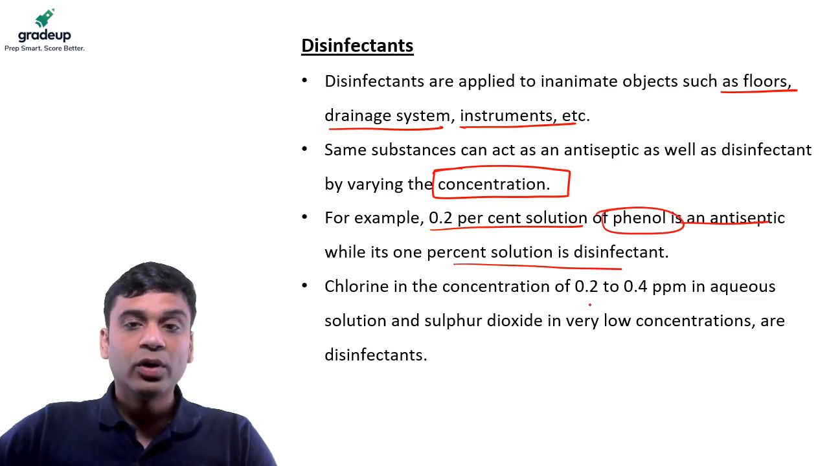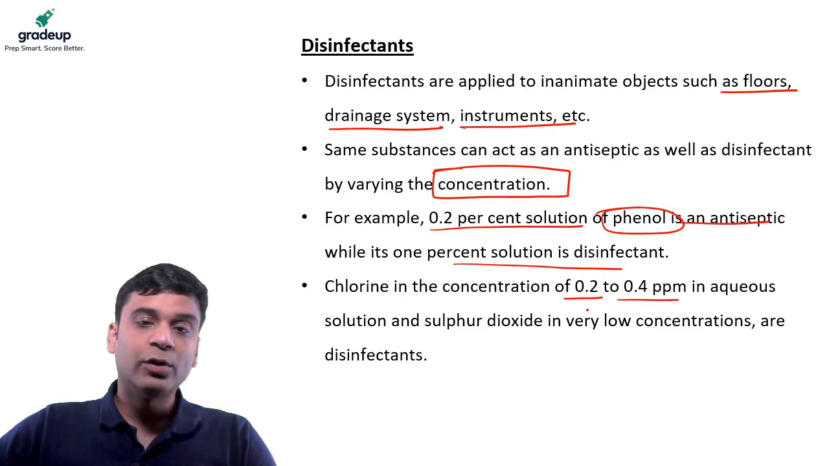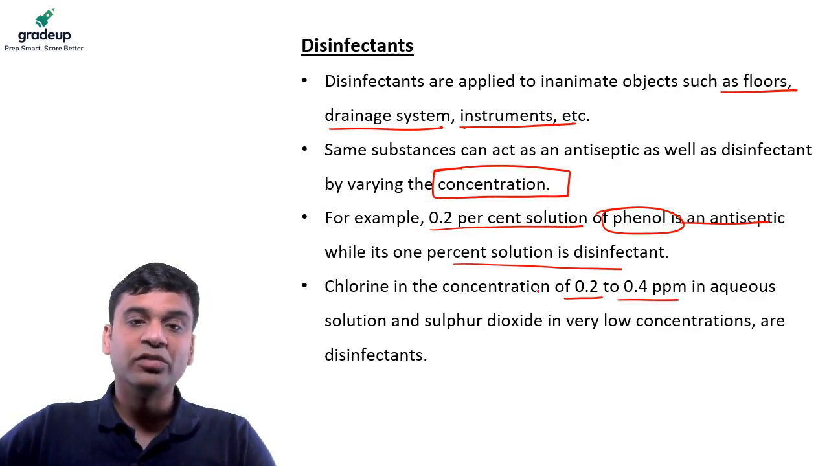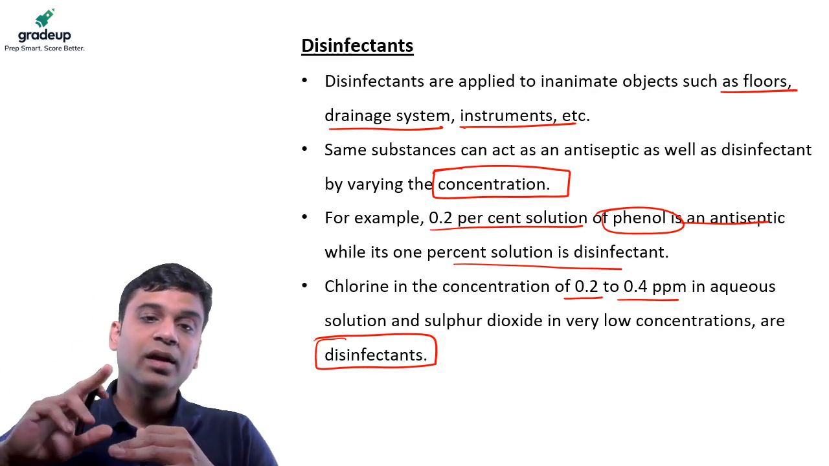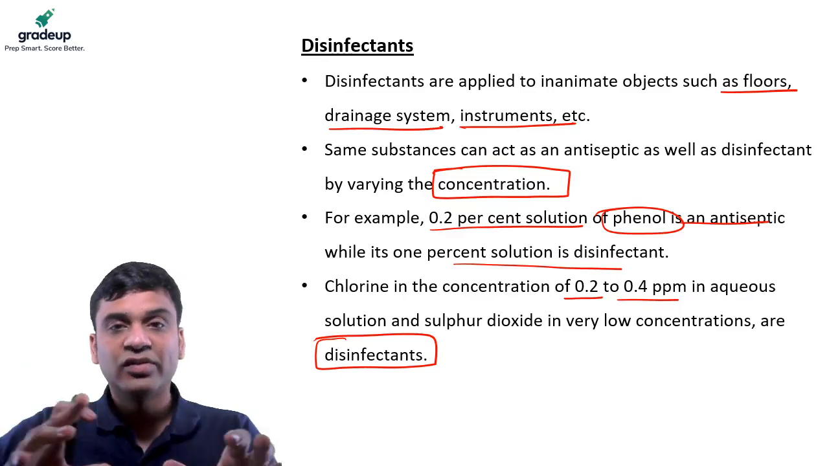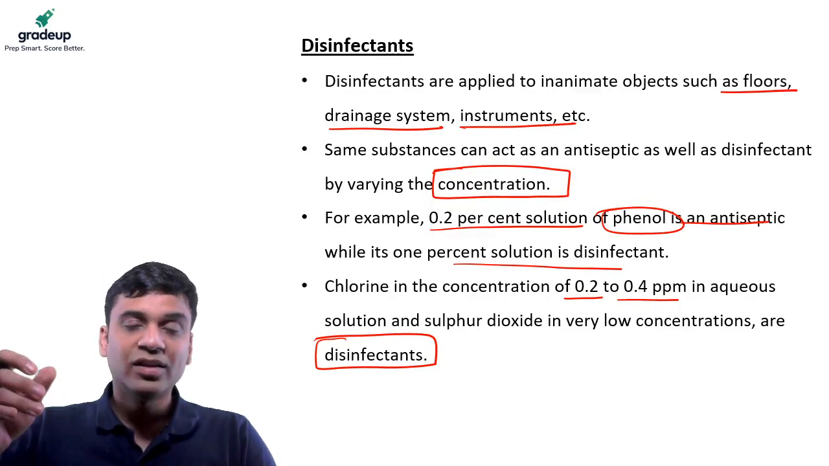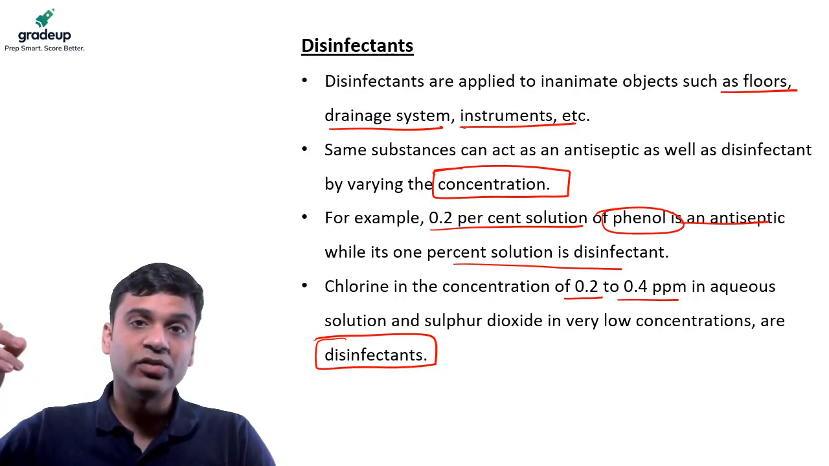Okay, and chlorine also, 0.2 to 0.4 in aqueous, and sulfur dioxide in very low concentration, they are all disinfectants. So please remember these: phenol, chlorine, sulfur dioxide, all of these are your antiseptic and disinfectants, but they become disinfectants in higher concentration.